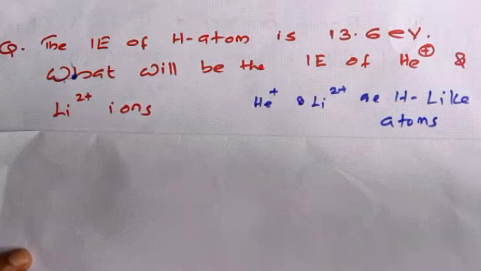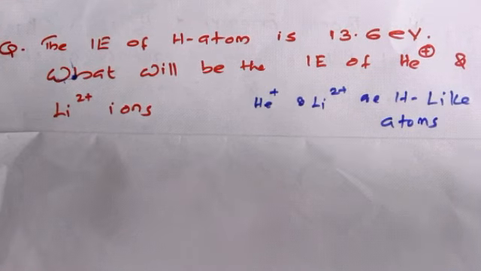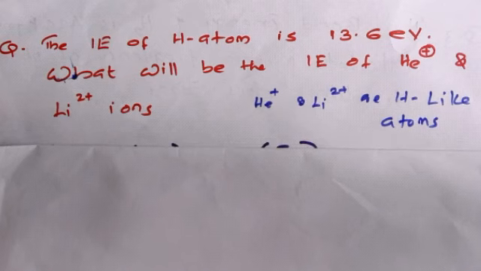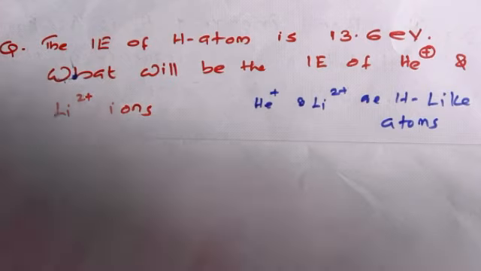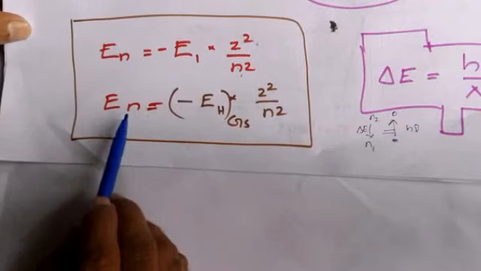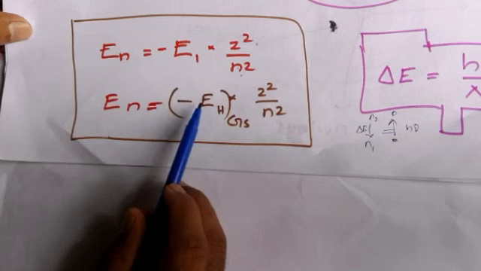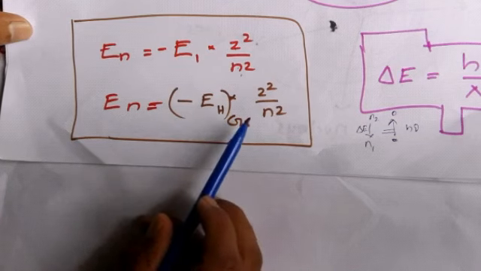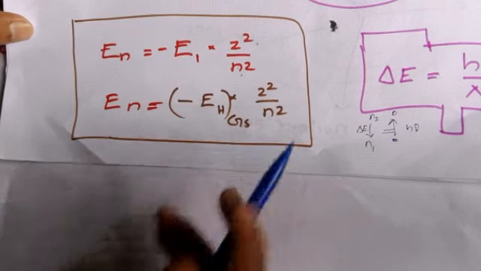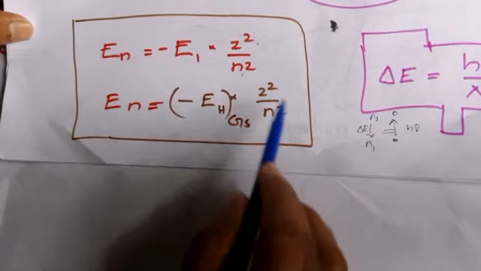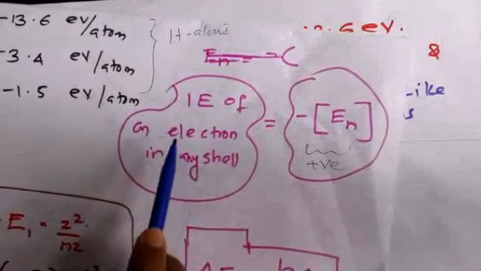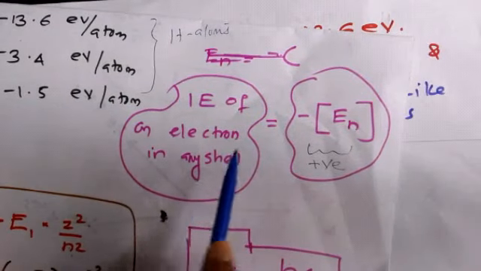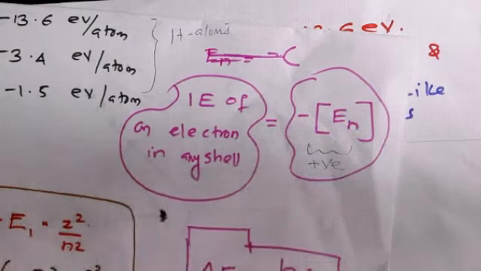Therefore, as I said in the previous lecture, ionization energy is equal to the negative of the energy of electron. In the case of energy of electron, I have introduced you an equation. The equation was En is equal to minus E_H ground state Z square by N square. You get this value, make it a positive value, you will get the ionization energy. Because ionization energy of an electron is equal to positive of En.